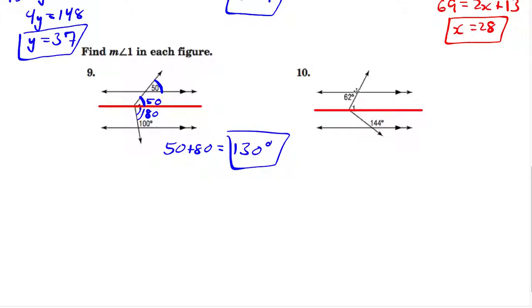And that's nice. Over here, these are alternate interior angles because they're on the inside. So if that's 62, that's also 62. And these here are yet again consecutive interior angles. So if that's 144, this is 36. So if we have 36 plus 62, because those are the two adjacent angles, they are going to add up to 98 degrees. So it's not as simple as just adding or subtracting the angles that are there. We actually have to do a little bit of math.